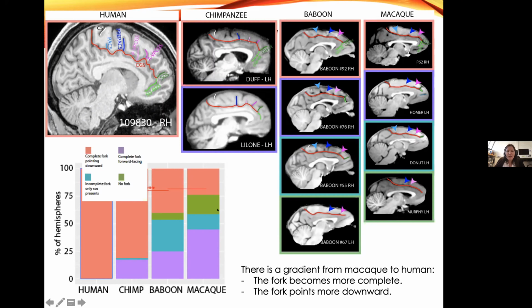And in baboon and macaque, you see these two patterns, but also a pattern where the fork is not complete and where there is no fork. And you can see, in fact, what is important here is the pink region. When you go from macaque to human, the fork starts to be more complete and pointing more downward. But you can even see in macaque the pattern that we see in human.